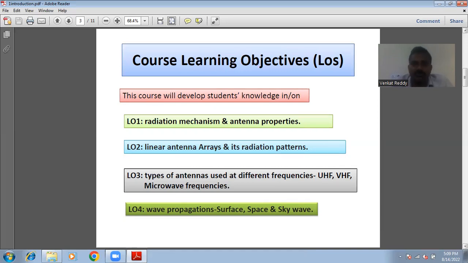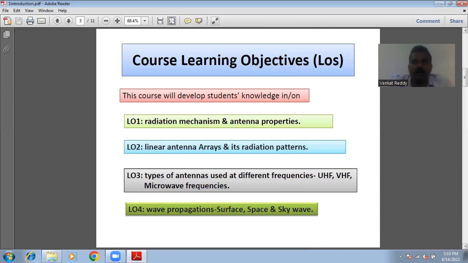The course learning objectives are: this course will develop students' knowledge on radiation mechanism and antenna properties. What do you mean by antenna? What is the definition of the antenna? Where is it used? Why is it used? How does it radiate the electromagnetic energy? You might have seen antennas on rooftops as well as in your day-to-day life. You might have seen several antennas, which are tower antennas and all these things. How do they radiate? What is the radiation mechanism behind that? What are the properties of these antennas?